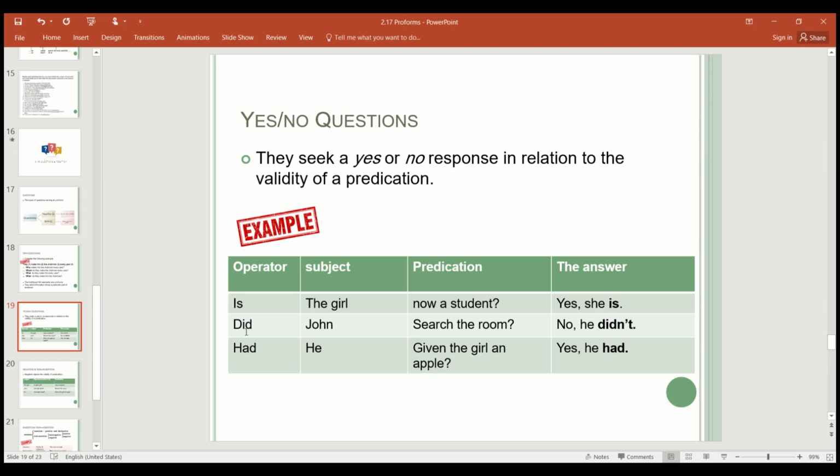The second example, did John search the room? No, he didn't. No, he didn't search the room, but the predication is omitted in order to avoid redundancy. Third example, had he given the girl an apple? Yes, he had. It would be, yes, he had given the girl an apple, but the predication again is omitted to avoid redundancy, and we only keep the operator in order to have a better structure.